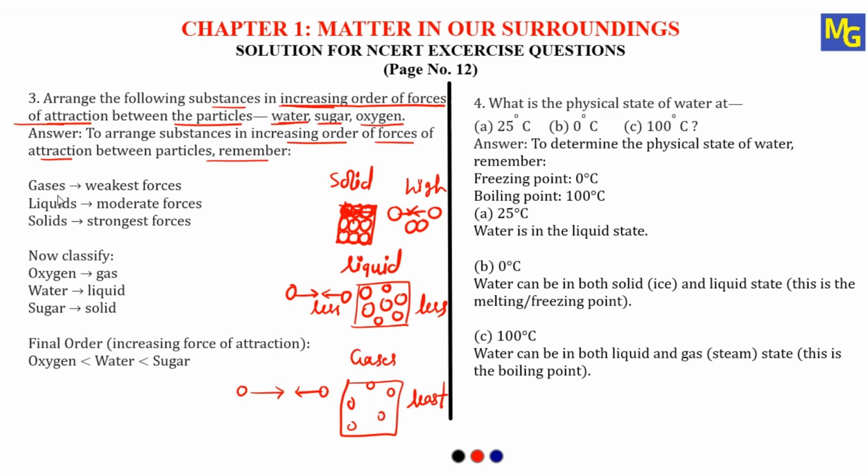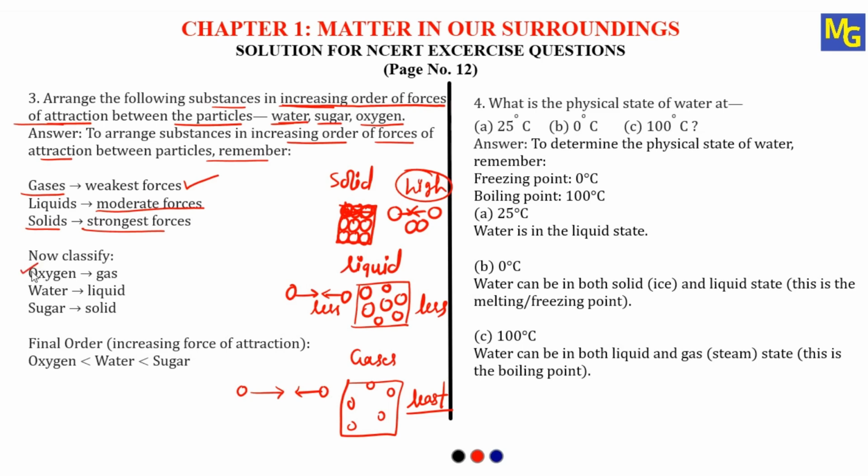So see here, as I told, gas has the weakest force, or I have written least force. Liquids, moderate force. Moderate means in between solids and gases. And solids have the strongest force, that is high. Based on this information, now we can classify.